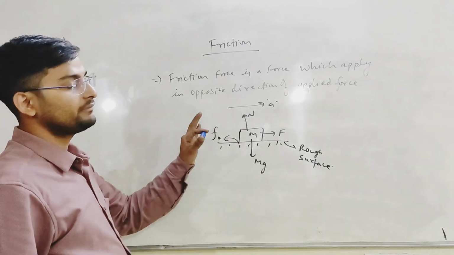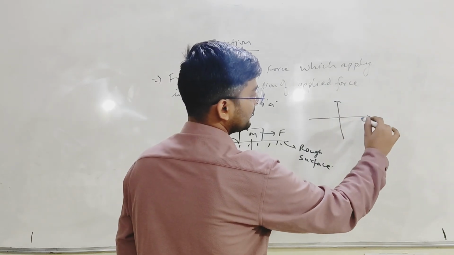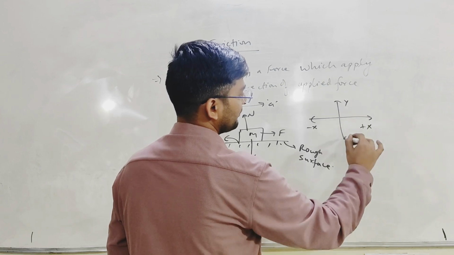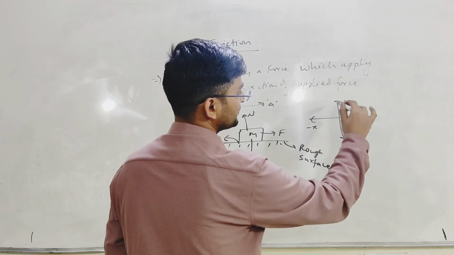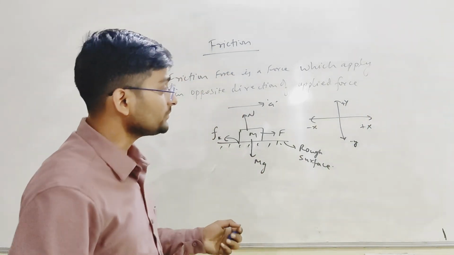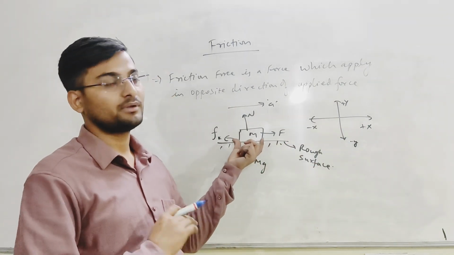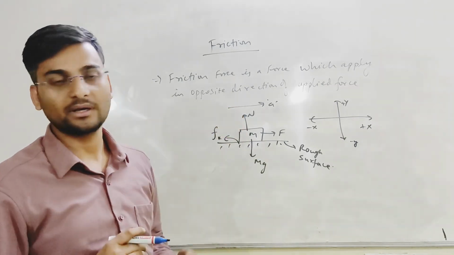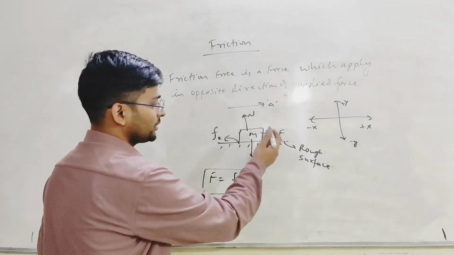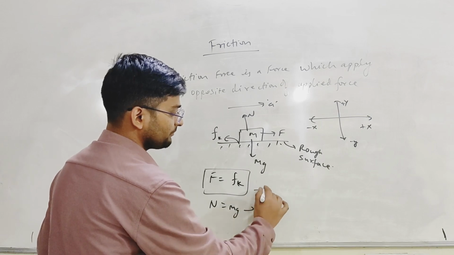So in this case, when we make the free body equations, we all know that x-axis forces are equated in a single equation, and y-axis forces are equated in a single equation. So now, F minus Fk is equal to ma, and normal reaction is equal to mg. These are the first equation and second equation.